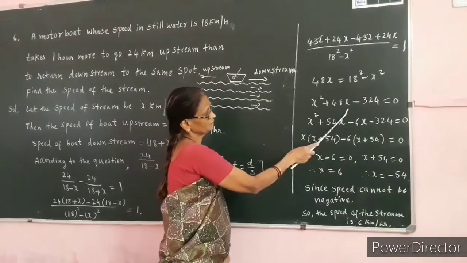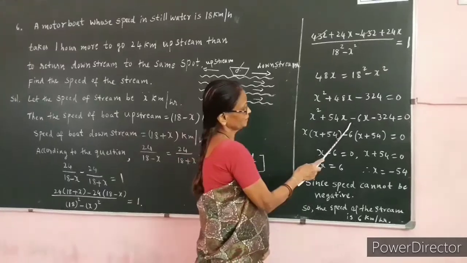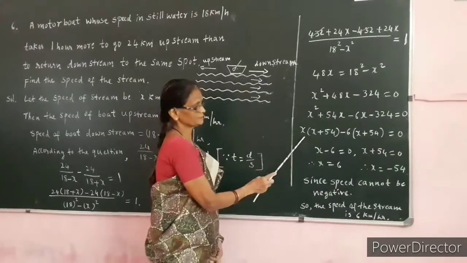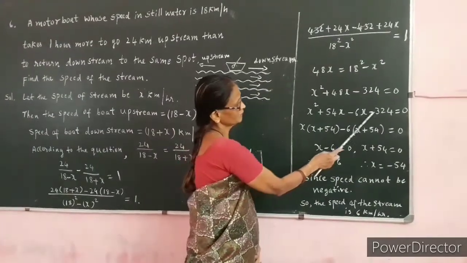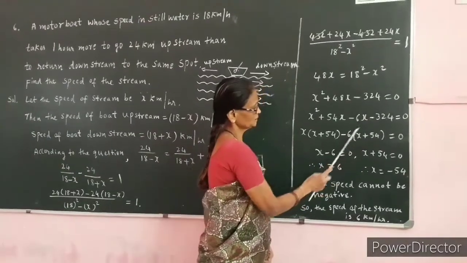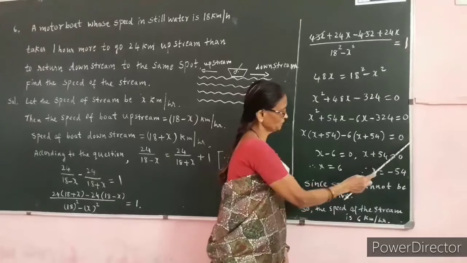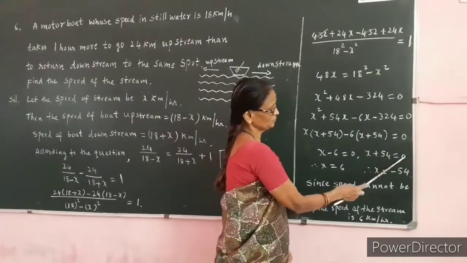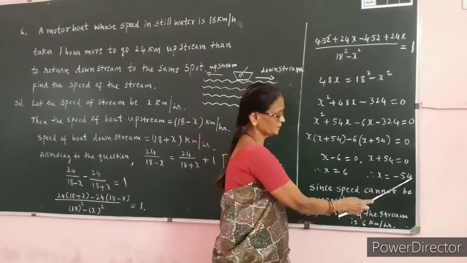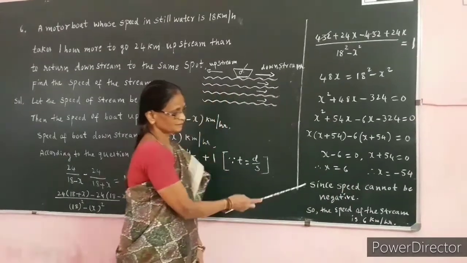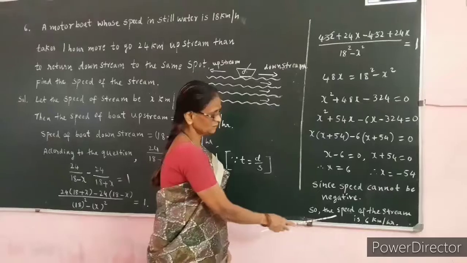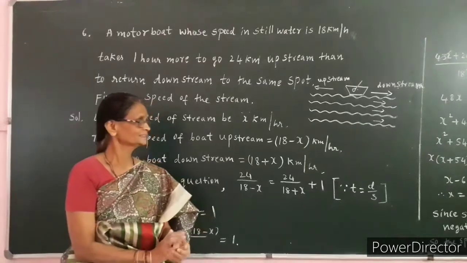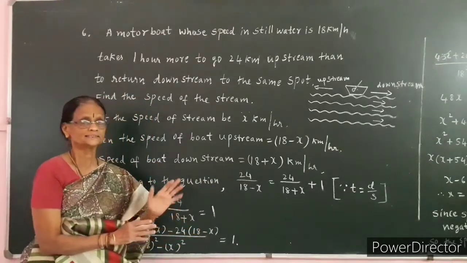Splitting the middle term: x squared plus 54x minus 6x minus 324 equals 0. Now the common factor is x: x into (x plus 54) minus 6 is the common factor of these two terms, so (x minus 6)(x plus 54) equals 0. x minus 6 equals 0, therefore x equals 6. x plus 54 equals 0, therefore x equals minus 54. Ignore the negative sign, as the speed cannot be negative. So the speed of the stream is 6 km per hour. Children, these are all very important problems from the examination point of view.